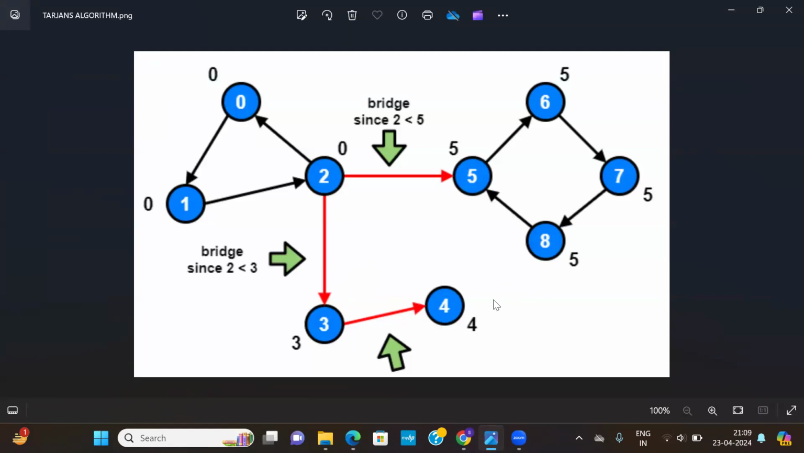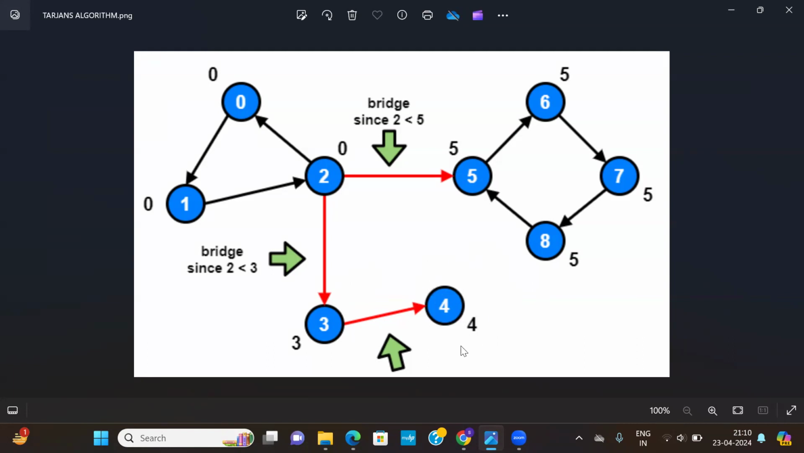Now I will go to node 4. Its time of insertion is 4 and its lowest time of insertion is also 4. Now see, from node 4, can I go to any other node? No, I cannot. So its time of insertion is 4, its lowest time of insertion is also 4. Now I will try to update its lowest time of insertion.